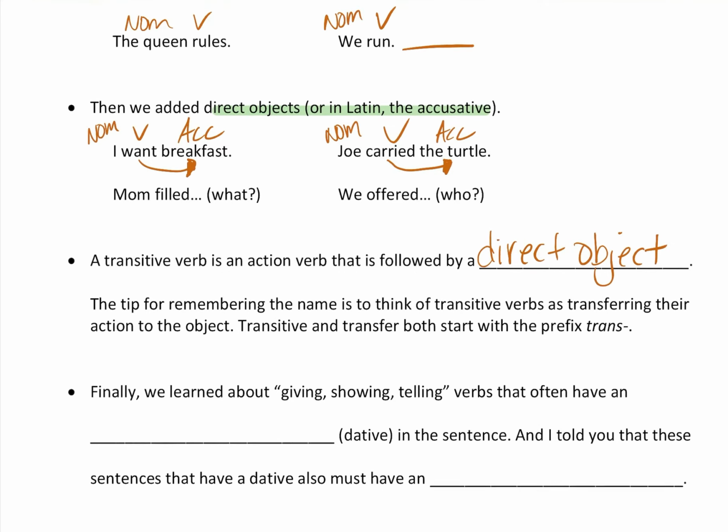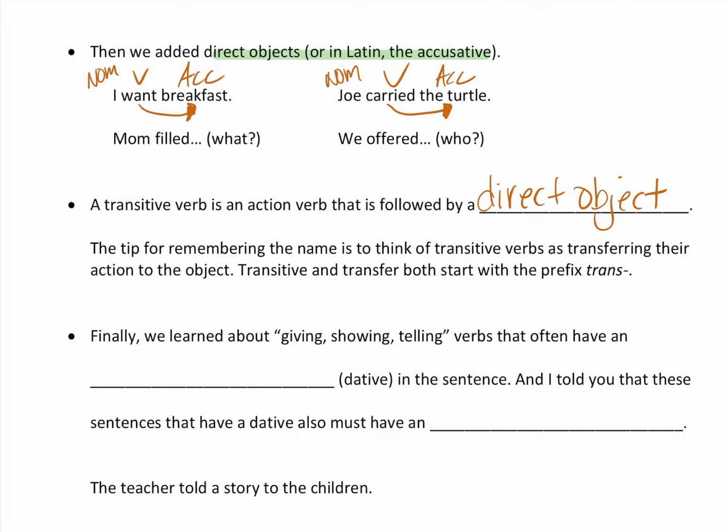Now, a tip for remembering the name transitive versus intransitive is the fact that transitive verbs transfer their action to the object. What is being wanted? The breakfast. What is being carried? The turtle. Transitive and transfer both start with the prefix trans.